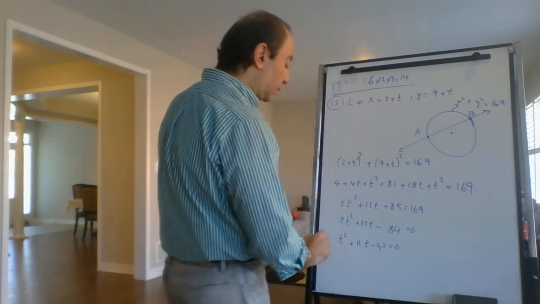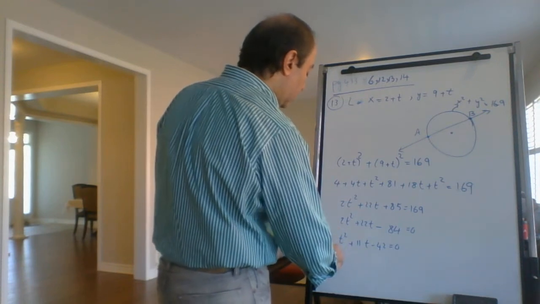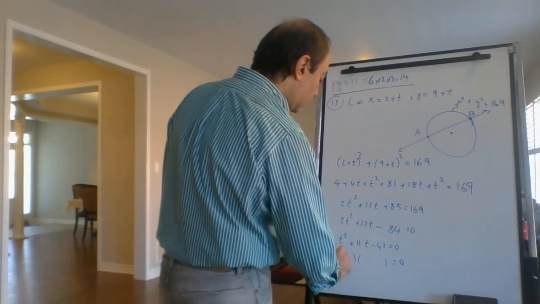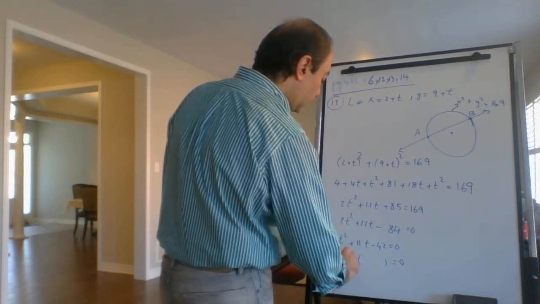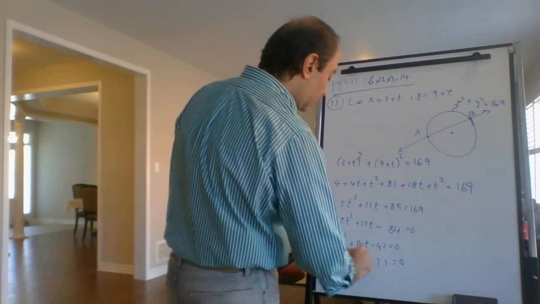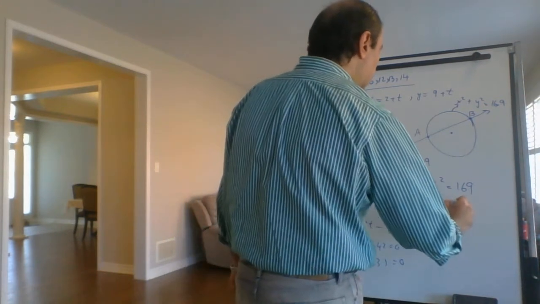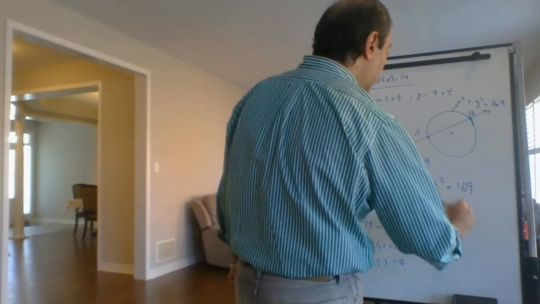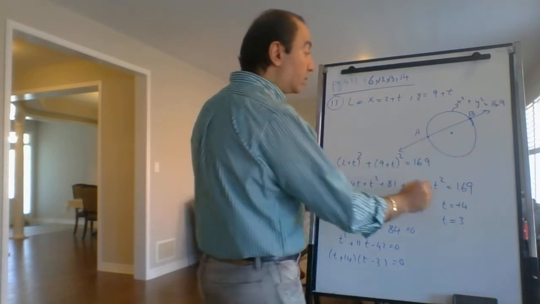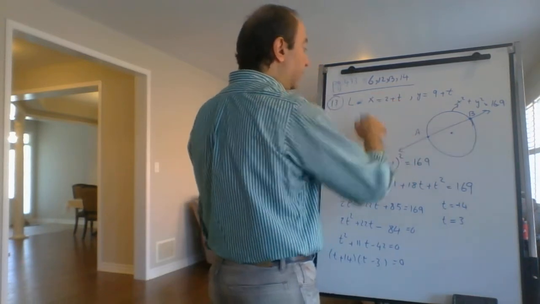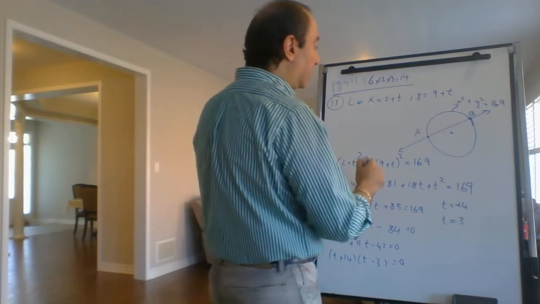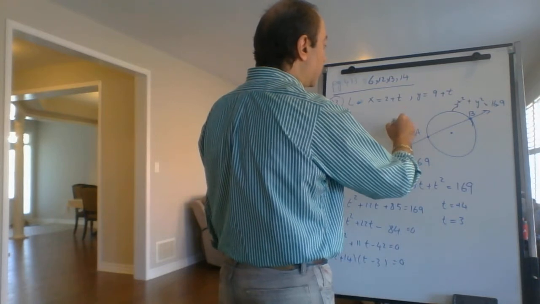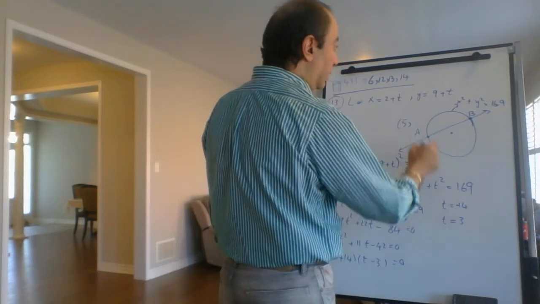We need to think of two numbers that multiply to give this, so plus 14 and minus 3, right? So t equals negative 14 and t equals 3. Those are the two t's for these 2 points. Then I can substitute back here and get the coordinates of this point. If you put t equal 3, you will get the coordinates of this point, 5 and 12.